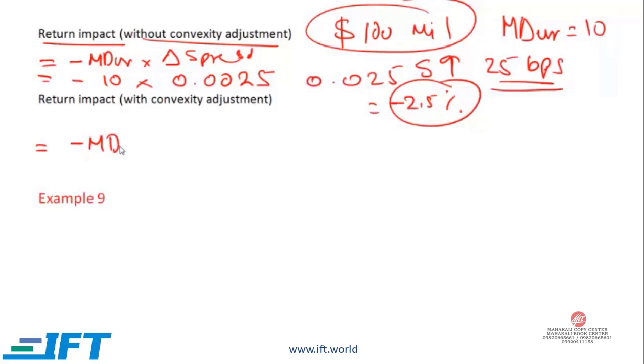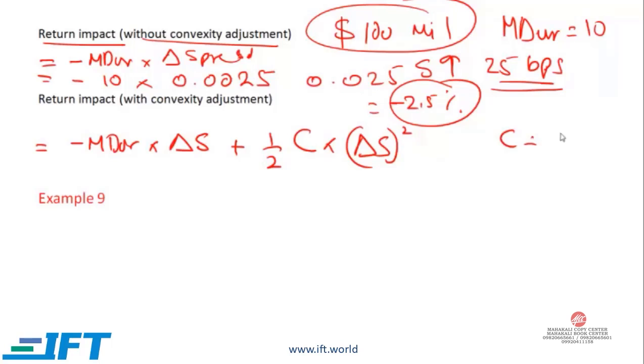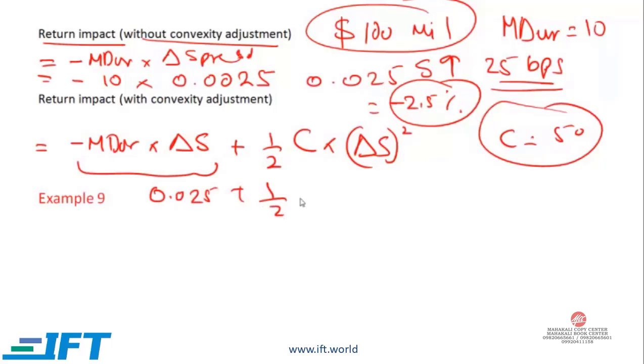So minus modified duration times change in spread. And to this, we need to add the convexity adjustment, which is plus half times C. This is the convexity of our bond portfolio, multiplied by the change in spread squared. So if our convexity is equal to 50, for example, then this number becomes, so this is as before, this is 0.025, and then plus half multiplied by C, which is 50, and then the change in spread squared.